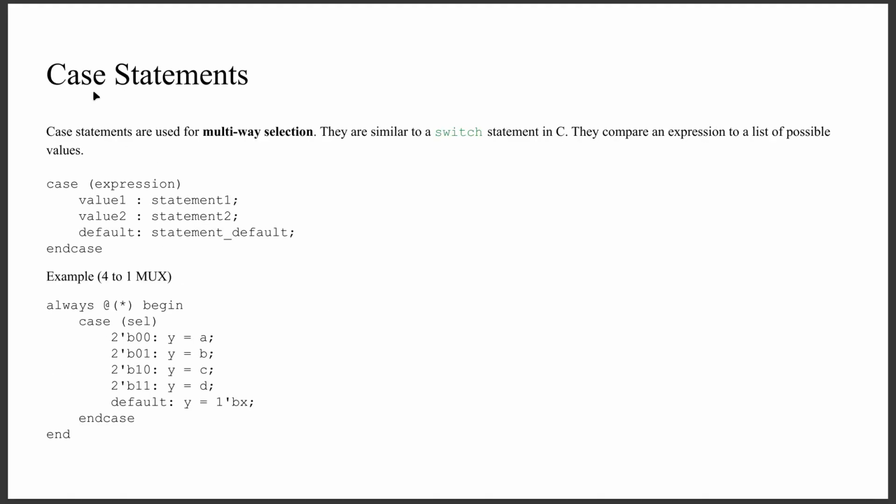Case statements. Case statements are used for multi-way selection. They are similar to a switch statement in C. They compare an expression to a list of possible values. So for a case, this is how it would be outlined: case expression, value 1, statement 1, value 2, statement 2, and we have a default. For example, for a 4-to-1 mux, anytime an input changes, in the case of select, if 0, y equals a, if 1, y equals b, if 2, y equals c, and if 3, y equals d. And default, we don't care.